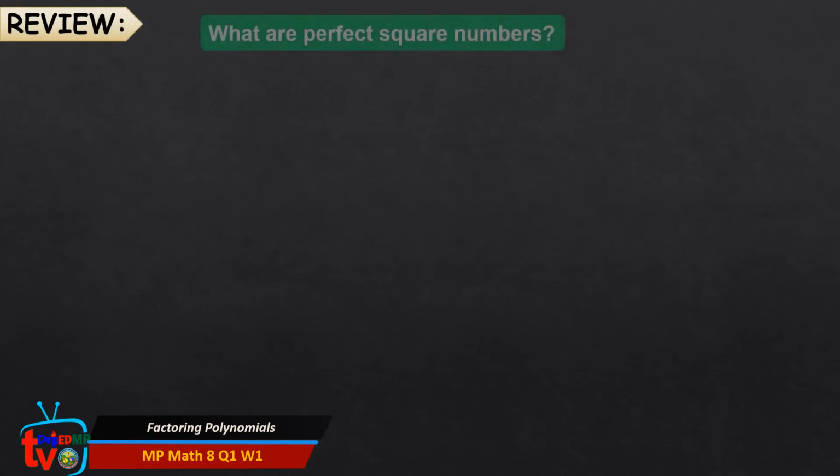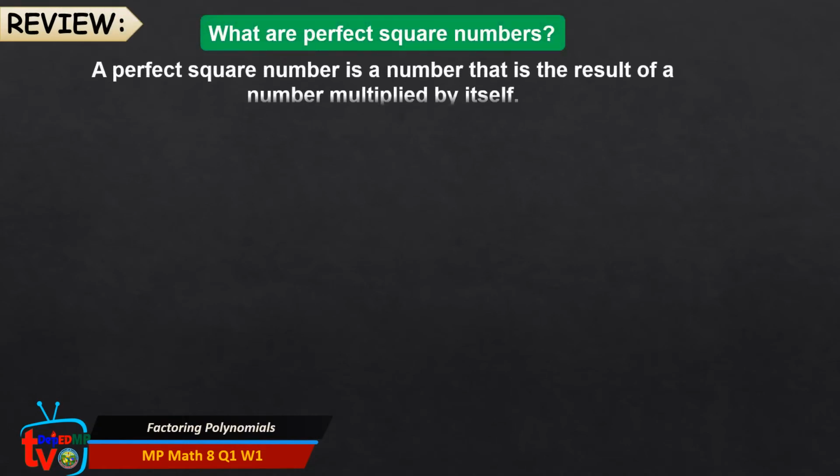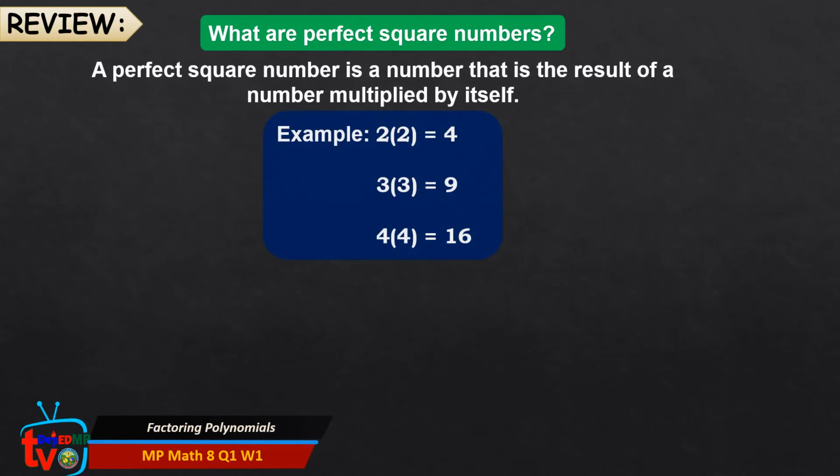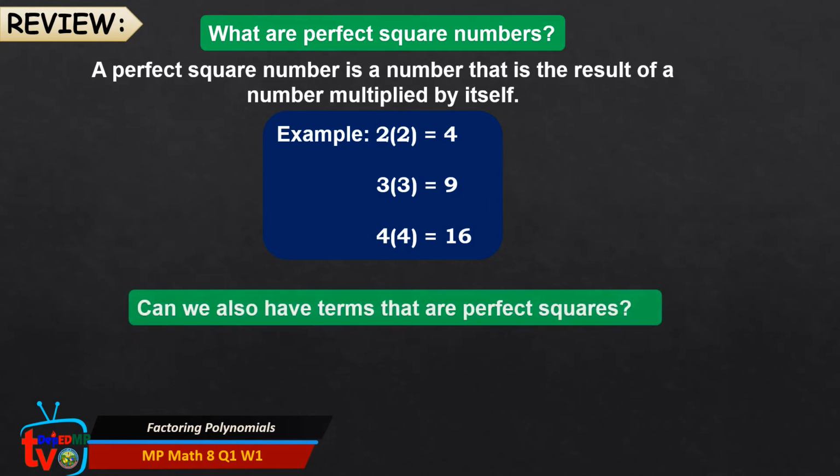What is a perfect square number? This is a number that is the result of a number multiplied by itself. Can we also have terms that are perfect squares? Of course we can. For example, if we multiply a by itself, which is a, it will give us a squared. Therefore, the term a squared is a perfect square term.